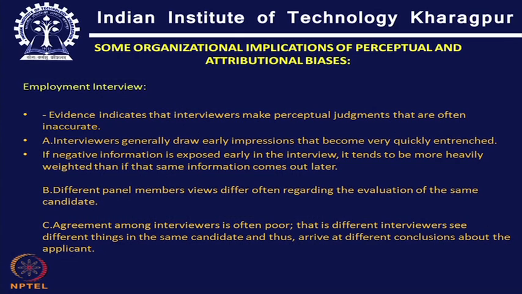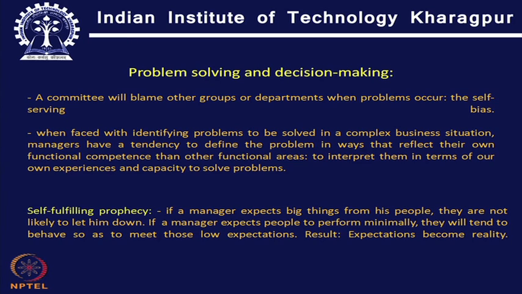But what happens, agreement about the interview among the interviewers is very less sometimes, and so different people come at different conclusions about the same applicant. In problem solving and decision making, while it comes to taking some decisions, the committee will blame other groups about some problems occurring, which is called the self-serving bias. Managers generally have a tendency to reflect problems which try to show their own competence, and they will try to identify problems in which they can show their own competence and not choose other functional areas, because they are not in their areas of expertise.